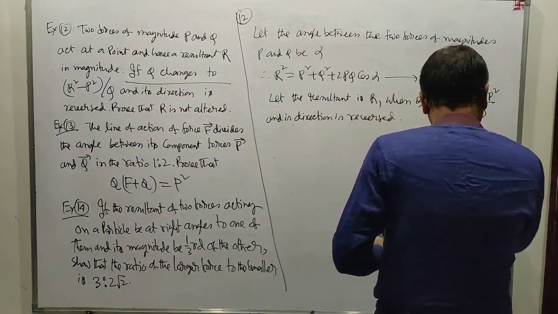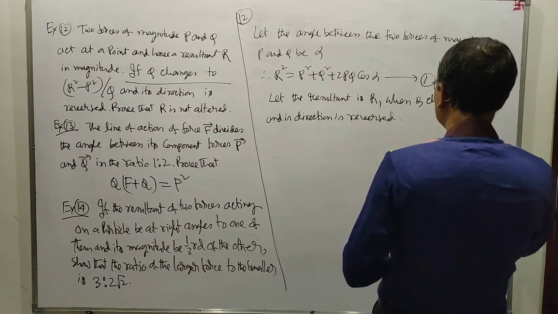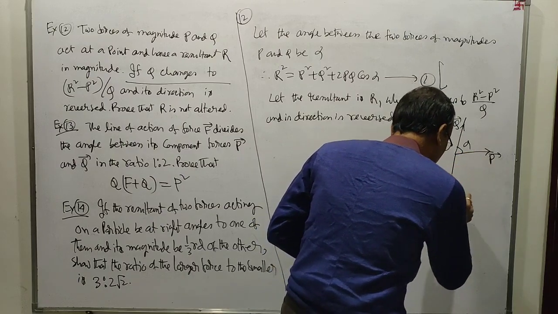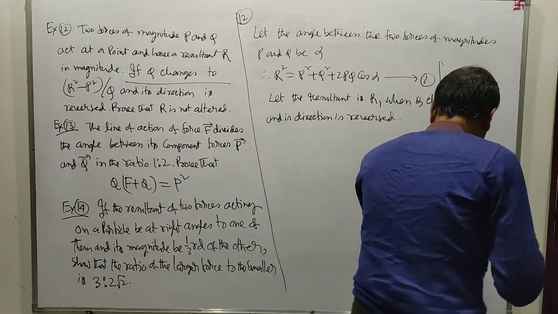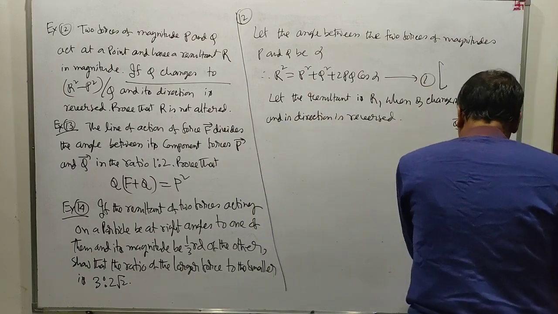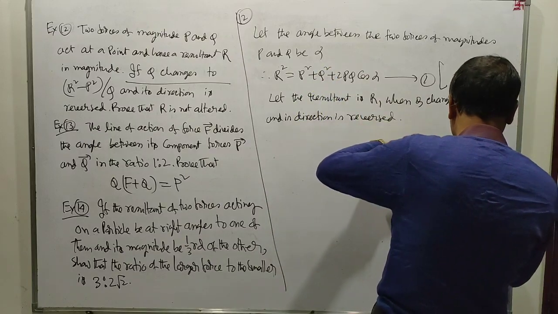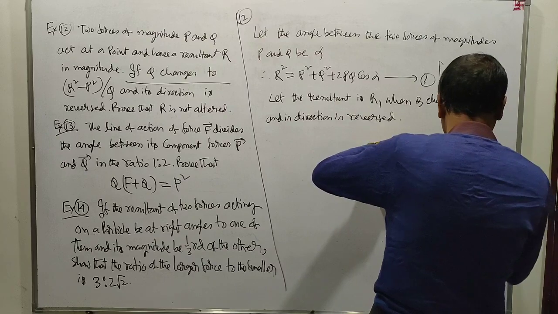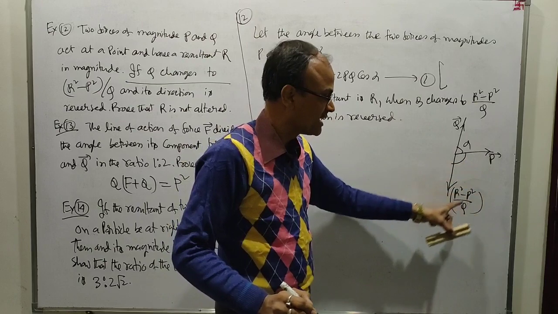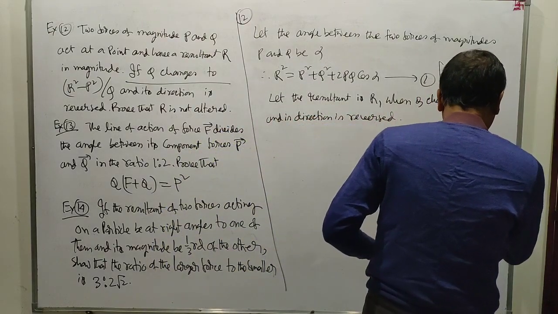You see, suppose this is force P and this is Q. The angle between them is alpha. If the direction of Q is reversed, and in this case also the magnitude of Q is changed to R square minus P square divided by Q, what will be this angle? The angle between P and this force will be 180 degree minus alpha.